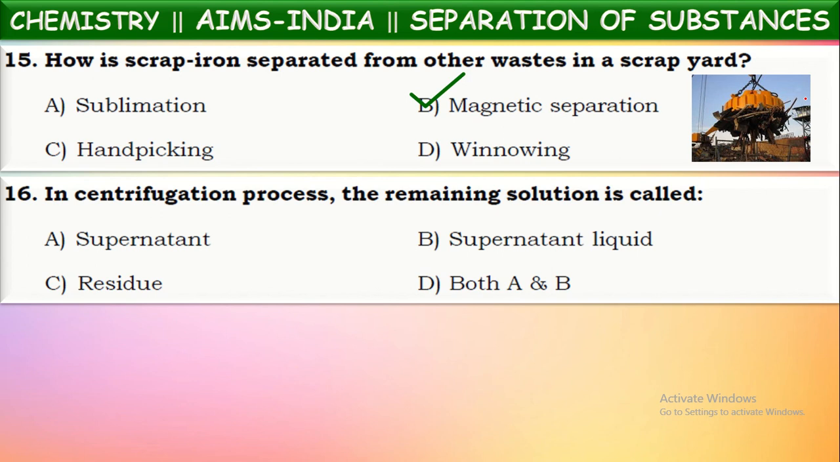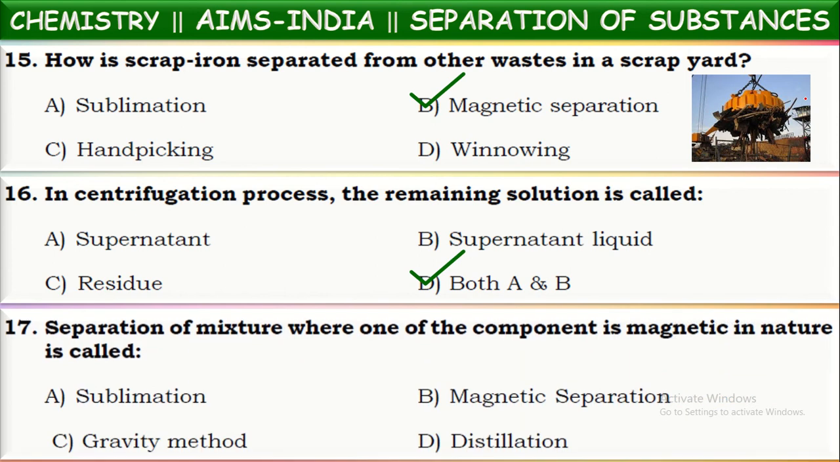Now, the pure liquid obtained by centrifugation is called supernatant liquid or supernatant, and the solid substance remaining at the bottom is called residue. Now they're asking here the remaining solution or the pure liquid obtained is called supernatant or supernatant liquid. So this will be the correct answer. Okay, next question.